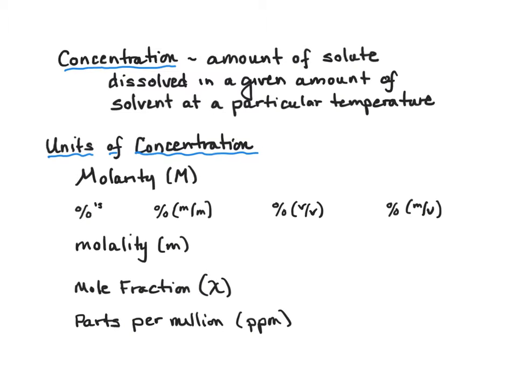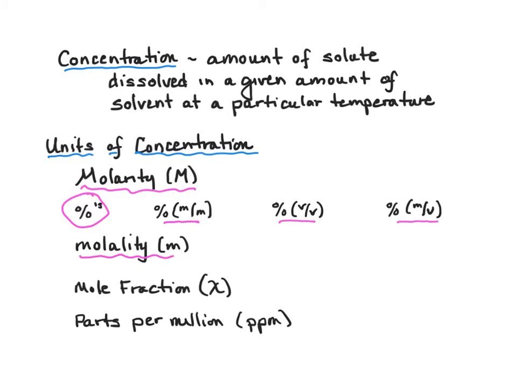So we're going to talk a little bit about concentration and mainly about the units of concentration because there are several of them. Concentration is the amount of solute dissolved in a given amount of solvent at a particular temperature. There are several different units of concentration that we can use. You've already learned molarity, and then there are also some percentages: a percent by mass, a percent by volume, and a percent mass over volume. But they're just percentages, so they're just part over whole times 100.